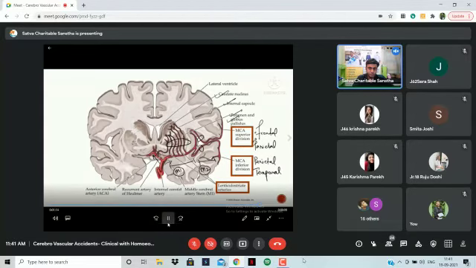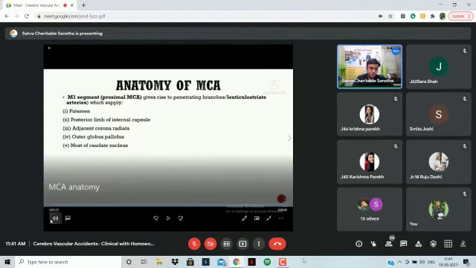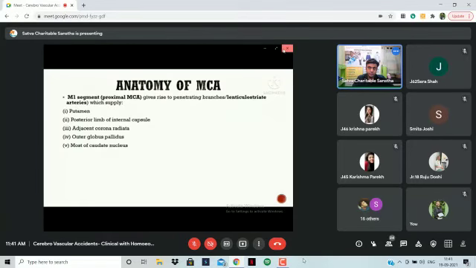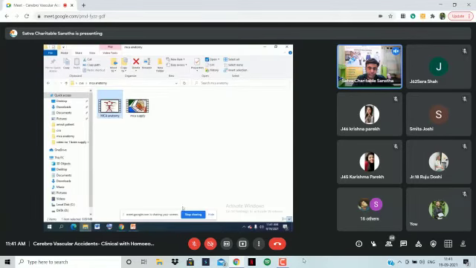This is the MCA anatomy. The M1 segment gives the lenticulostriate branches, and then we have the two M2 branches, that is the superior division and the inferior division. Okay. So are you understanding this? All of you, are you understanding about how it goes and supplies?